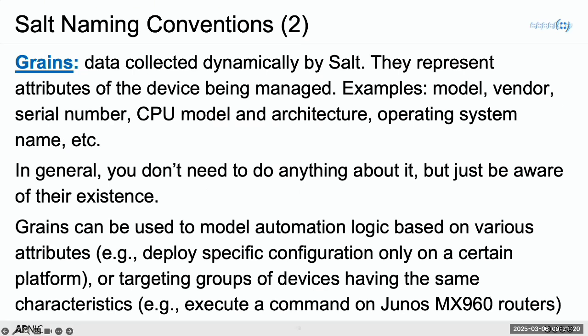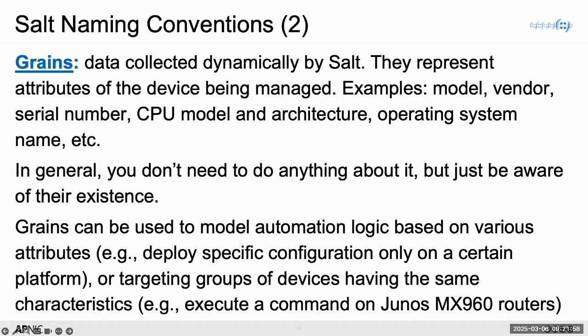We have another naming convention which you will keep on hearing, which is the grain. Grain is actually the data which is collected by Salt dynamically, and this represents the attributes about a device which we are managing. In this case, we get the data about the system, like its model number, vendor, serial number, CPU model, etc. So we know what the device is that we are going to manage, and then we can select the specific module for it accordingly.